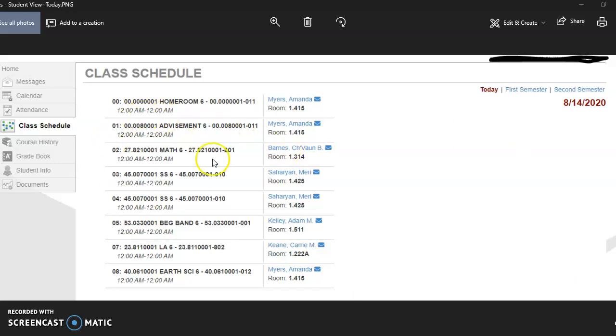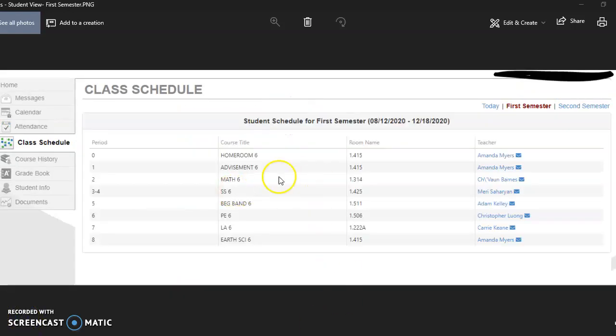If I'm looking at the student schedule, I'll see that this person has homeroom, advisement, which we know right now is the same thing, and that's from 9 to 9:30. Then they have their first academic, second academic, their lunch, connections, third academic, and fourth academic. That's if I'm on the today view. If I were to switch over to first semester, I'm able to see my homeroom, my advisement, academic 1, academic 2, connection A, connection B, academic 3, academic 4.